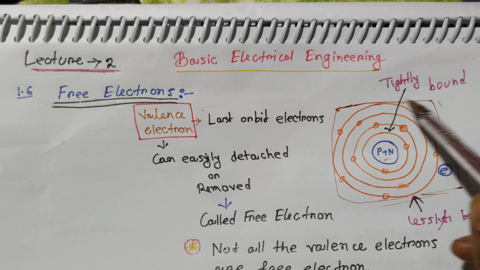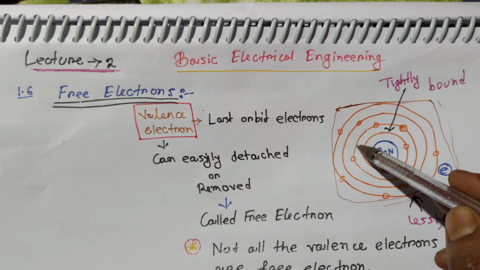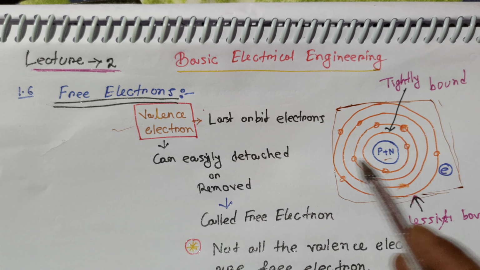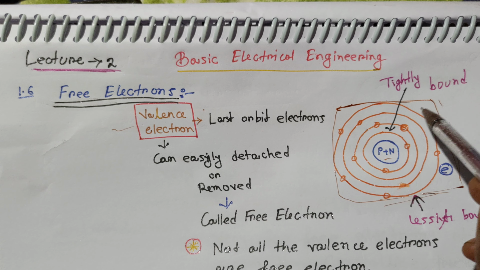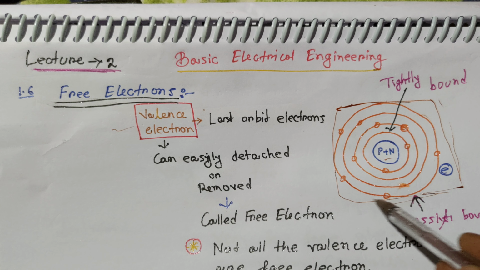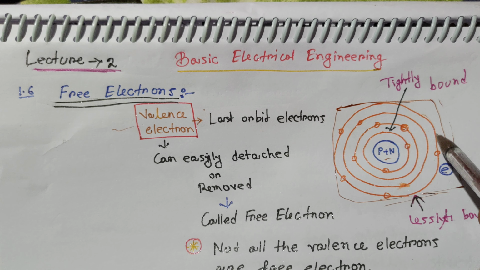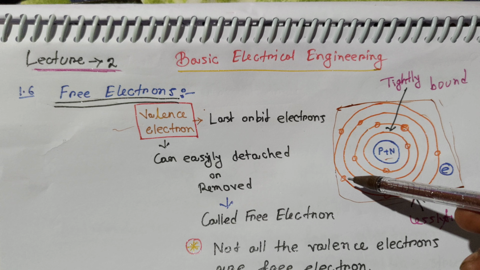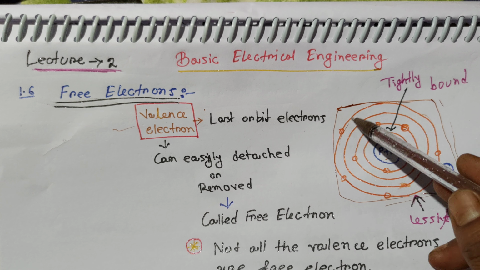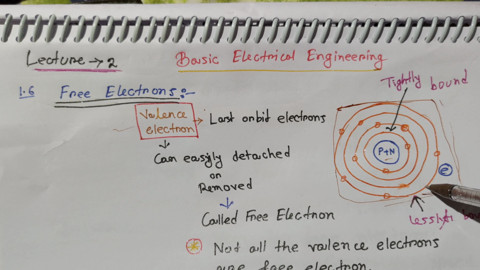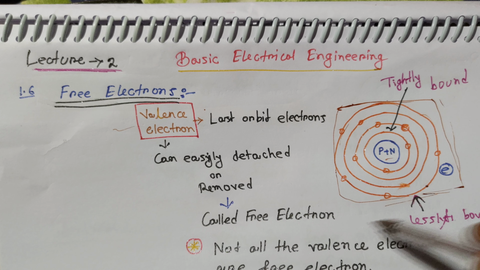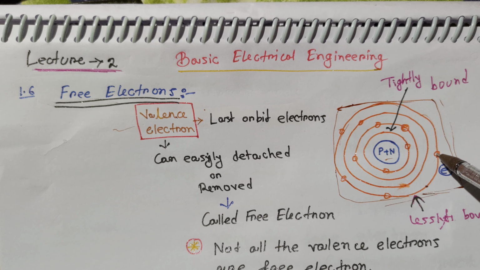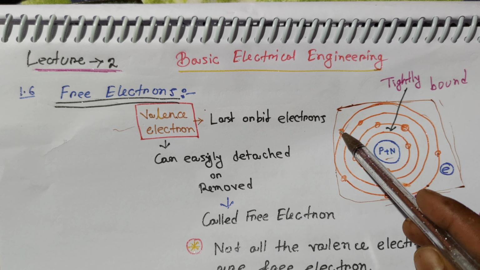In these orbits there are electrons. So valence electrons, we know, are the last orbit electrons. Suppose this is the last orbit, the outermost orbit, whatever we can say. The electrons present in the outermost orbit of any atom are called valence electrons. Here, how many valence electrons? 1, 2, 3, 4.